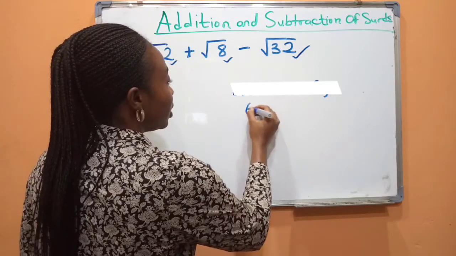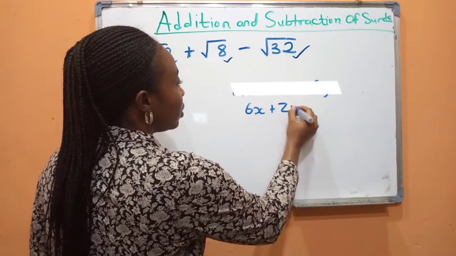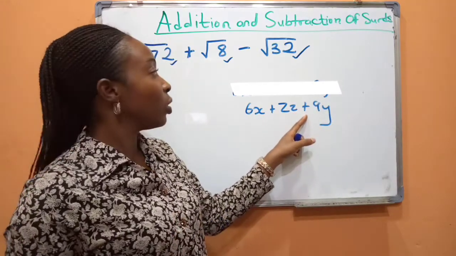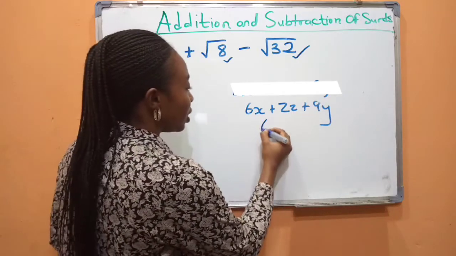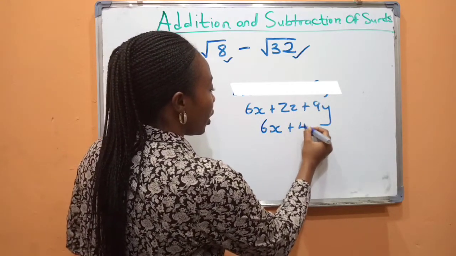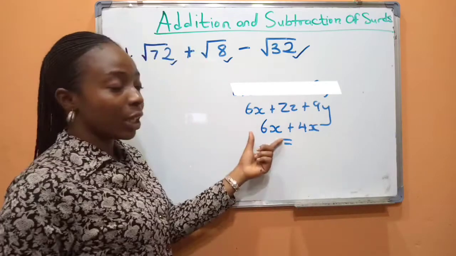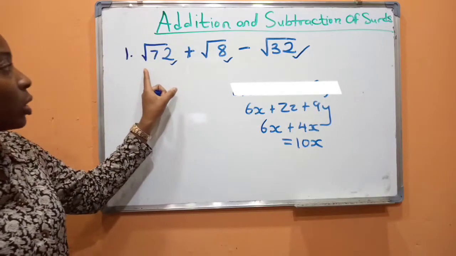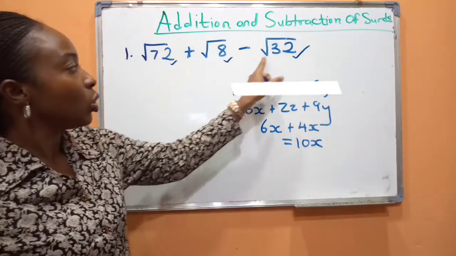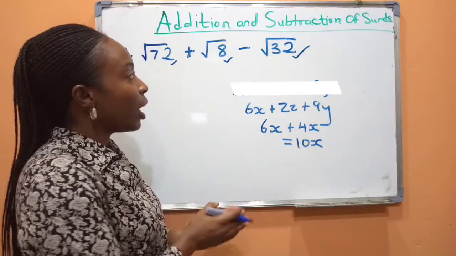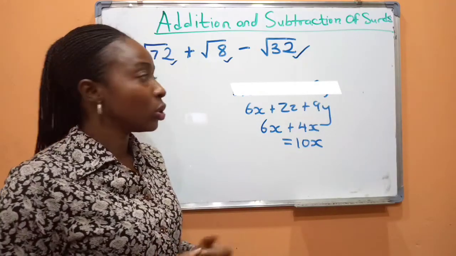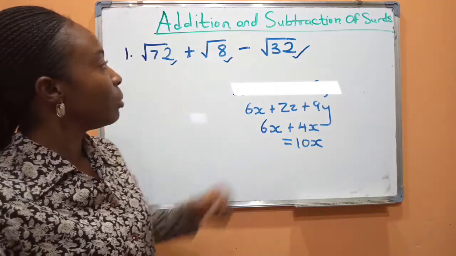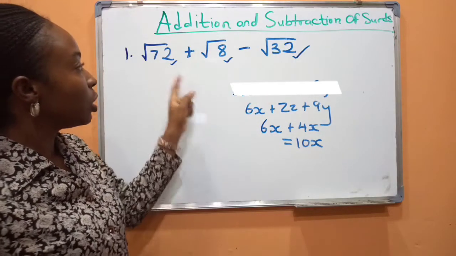If you have something like 6x plus 7z plus 9y, you can see that these are not like terms, so you cannot add them. But if you have something like 6x plus 4x, you can add them up because they are like terms, so you're going to have 10x, right? So that's exactly what's happening here. We have different surds, so for us to be able to add or subtract these surds, we need to break down these surds into similar surds. We need to simplify them.